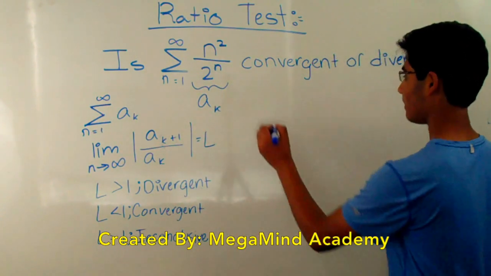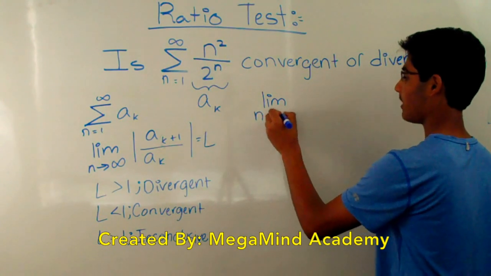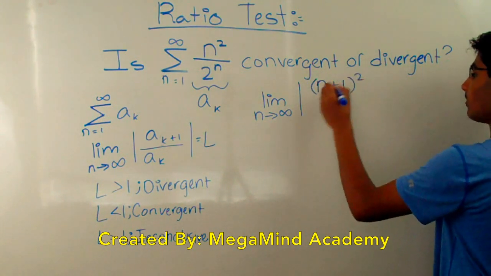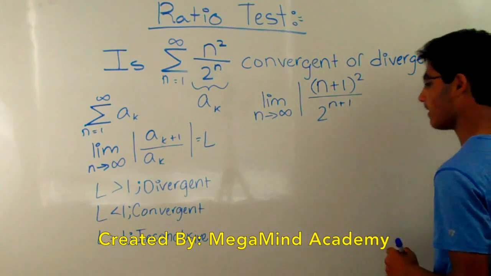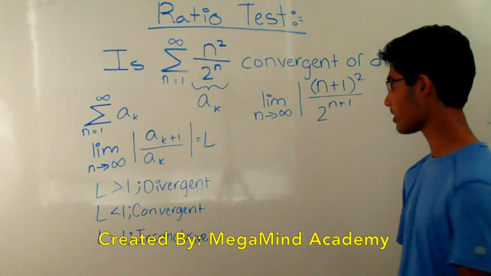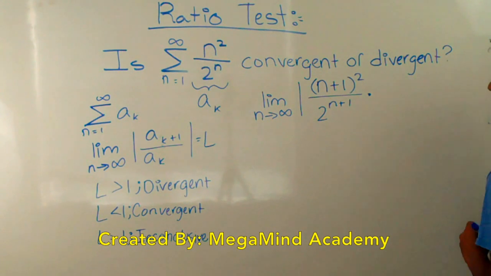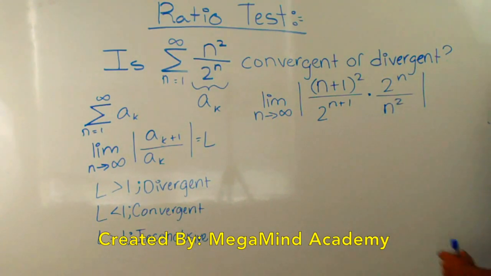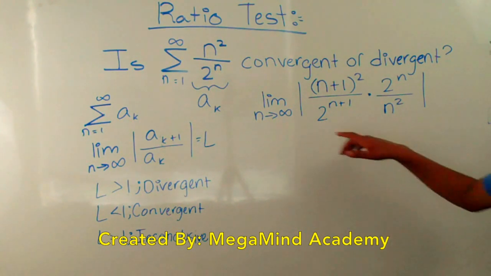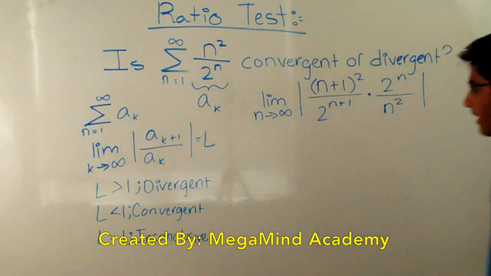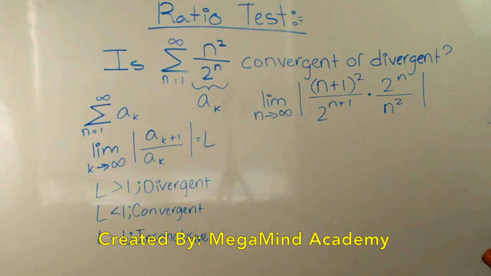So we have to find the limit as n approaches infinity of the absolute value of n plus 1 squared over 2 to the n plus 1 power, all over a sub k, which is n squared over 2 to the n power. But we know that when we're dividing a fraction, it's the same thing as multiplying the reciprocal. So we multiply by the reciprocal of a sub k, which is 2 to the n power over n squared. The absolute value sign closes it. So we get the limit as n approaches infinity of n plus 1 squared over 2 to the n plus 1 power times 2 to the n power over n squared.